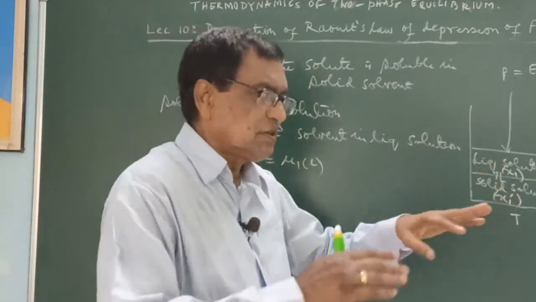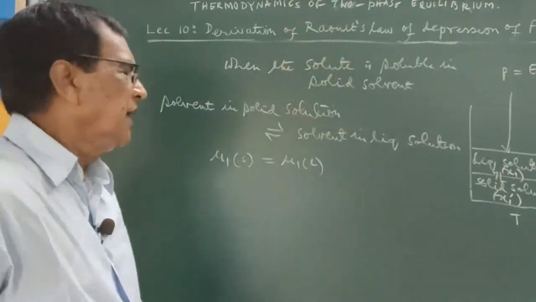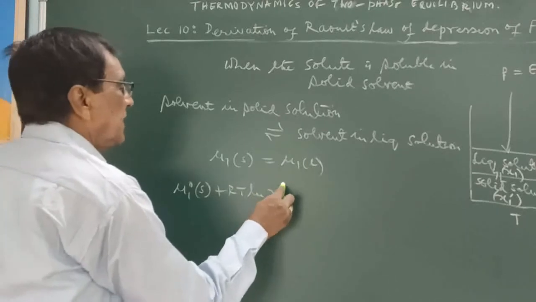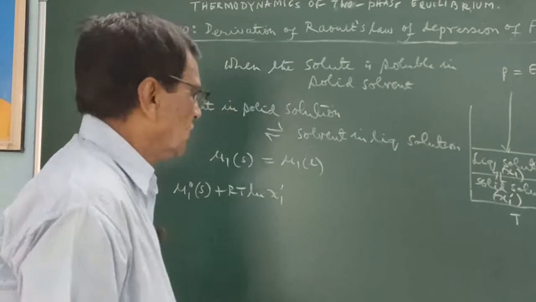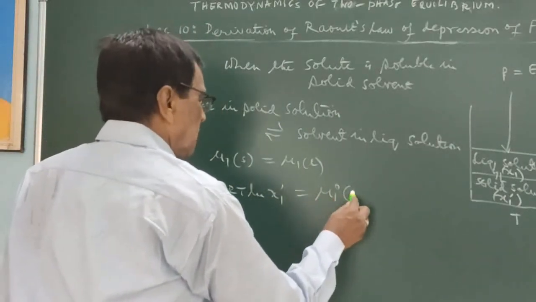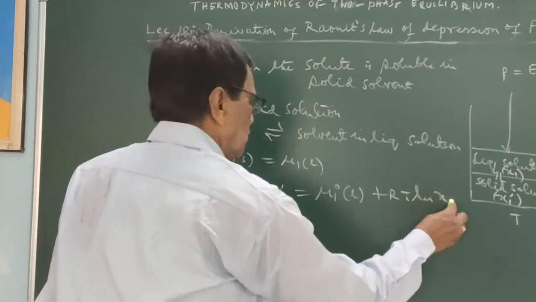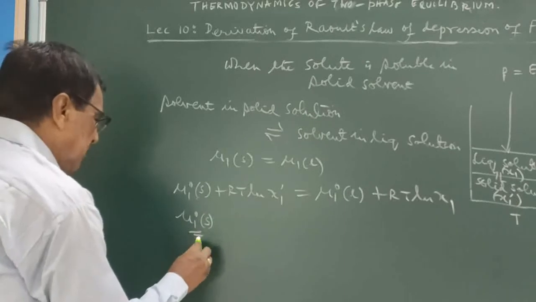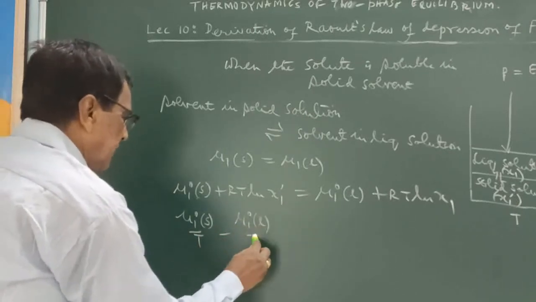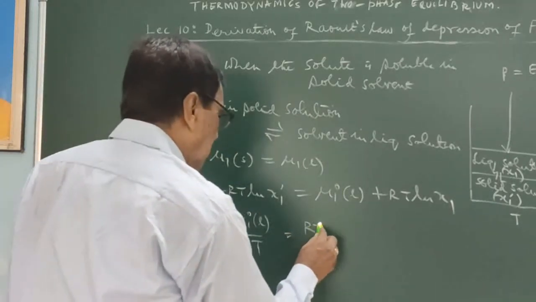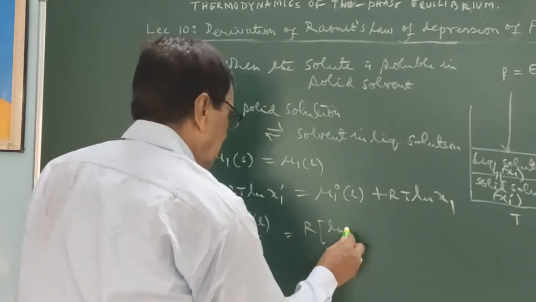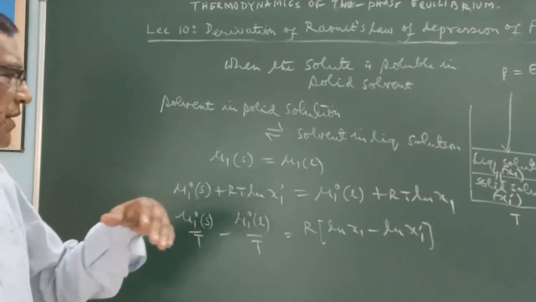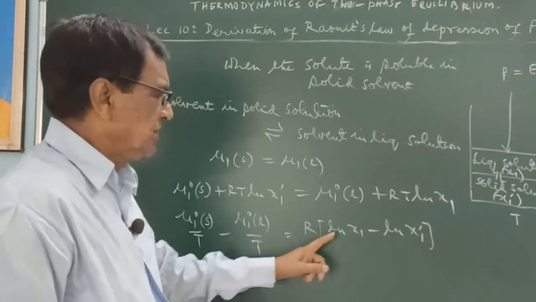So if these two solutions behave ideally as we have assumed from the very beginning, then this could be written as μ1 naught s plus RT ln X1 dash. X1 dash is the mole fraction of the solvent in solid solution. And this one equal to μ1 naught l plus RT ln X1. So if we bring this one and divide it by T, then μ1 naught s divided by T minus μ1 naught l divided by T equal to R, and here ln X1 minus ln X1 dash. As before, we can do it to get this variation of temperature with X1.